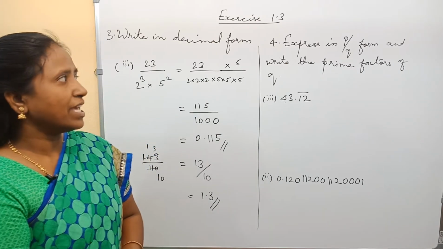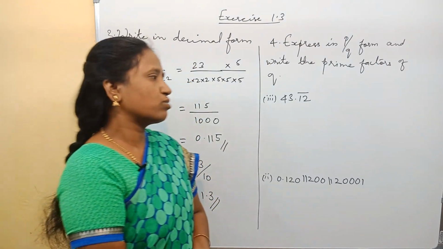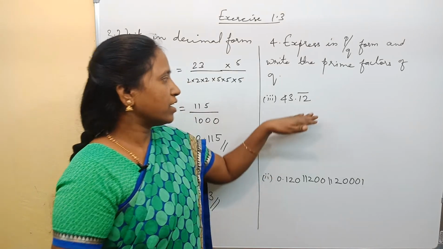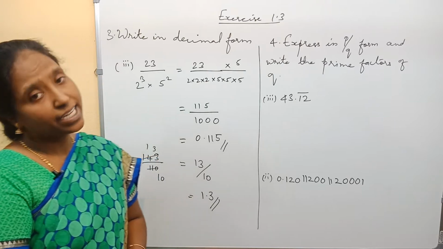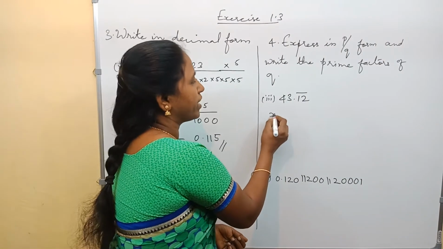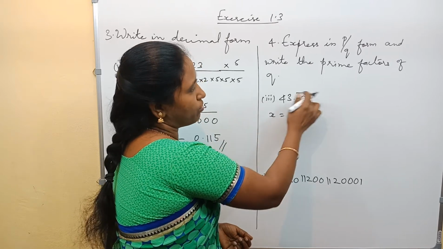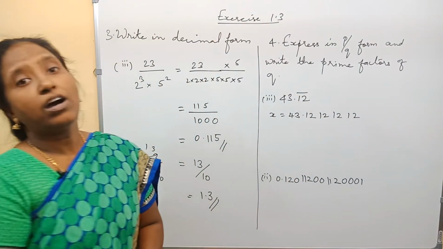So note the question. Express in P by Q form and write the prime factors of Q. Right? So now we have to be a little bit careful. Here you have 43.12 where 12 is a recurring decimal. So 43.12 is nothing but 43.12 bar, that is 12, 12, 12, that's going to repeat.